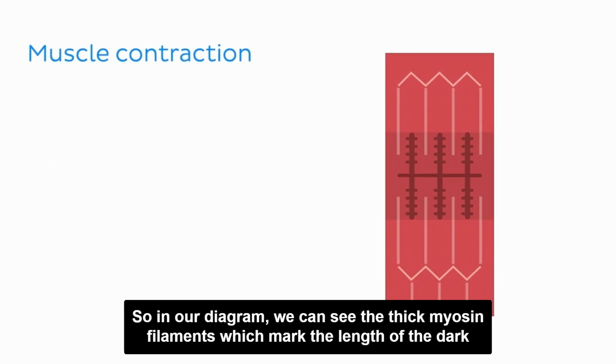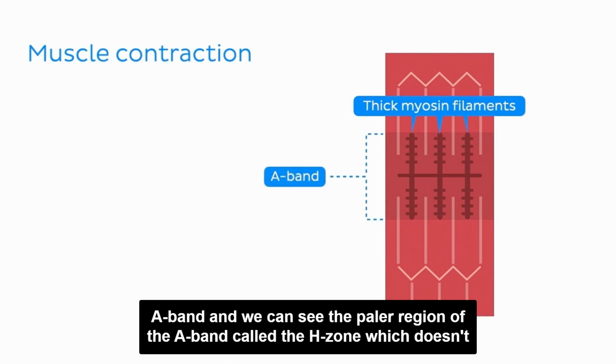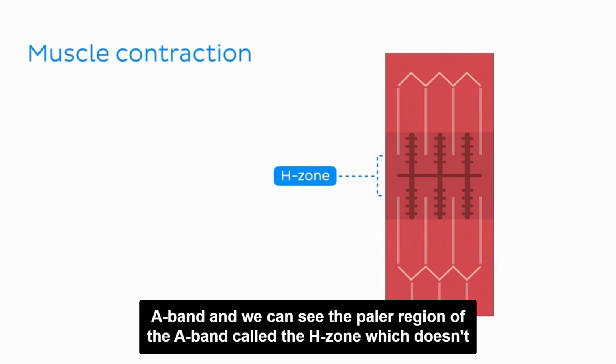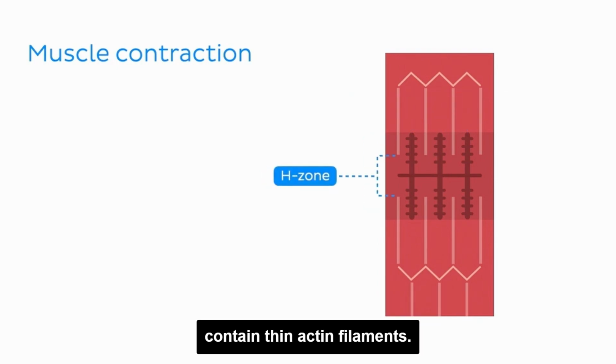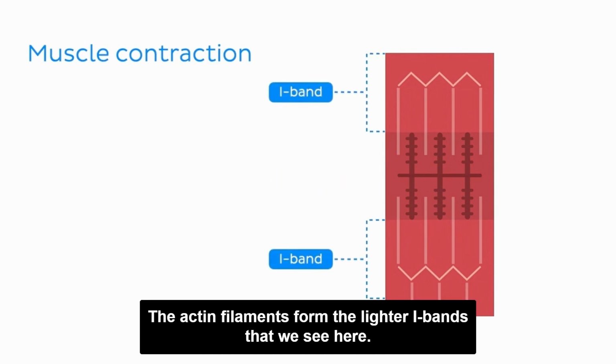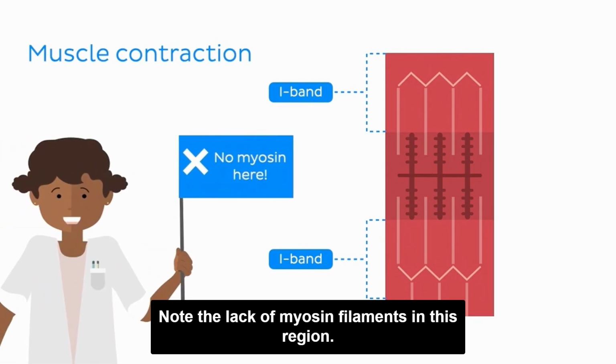So in our diagram, we can see the thick myosin filaments, which mark the length of the dark A band, and we can see the paler region of the A band called the H zone, which doesn't contain thin actin filaments. The actin filaments form the lighter I bands that we see here. Note the lack of myosin filaments in this region.